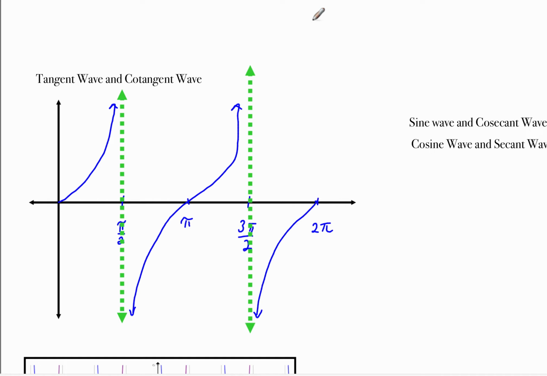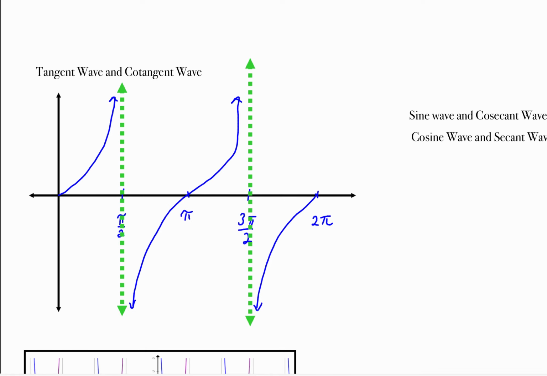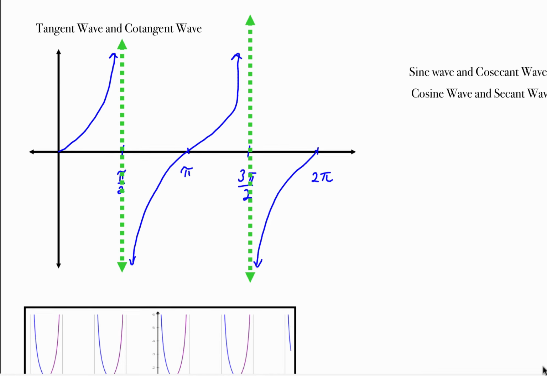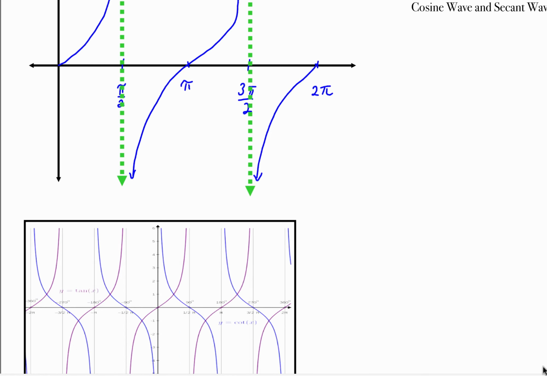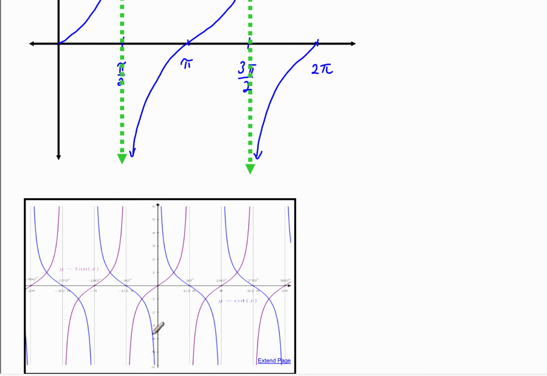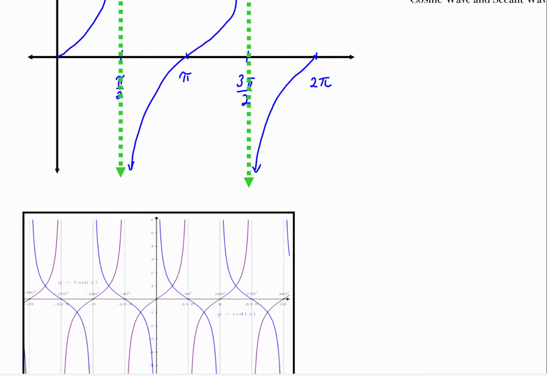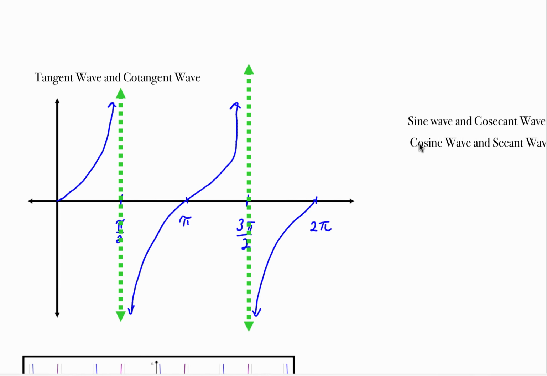Now the cotangent wave, things can get a little crazy. Here is a little preview of what a cotangent wave looks like. Here it's backwards. They drew the tangent wave in purple, and they drew the cotangent in blue. It kind of looks like a water fountain, water spitting out. So let's come back up here and see if we can mimic that.